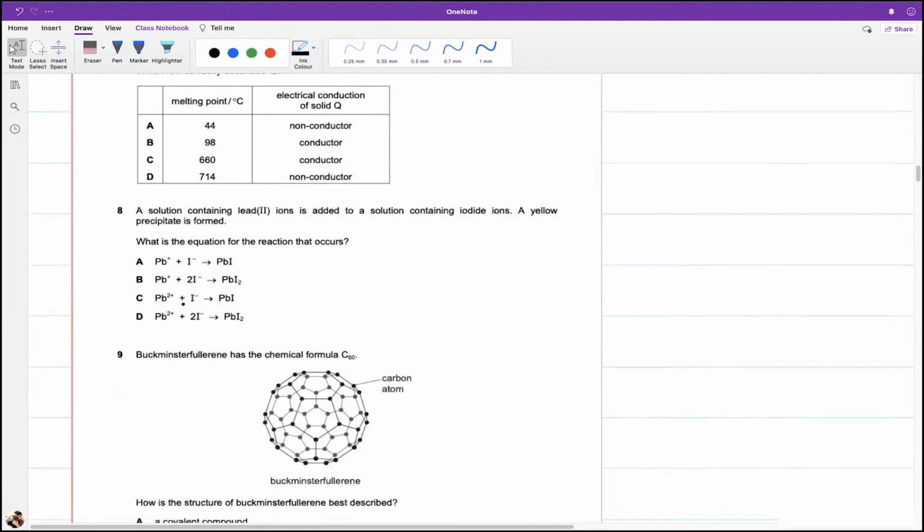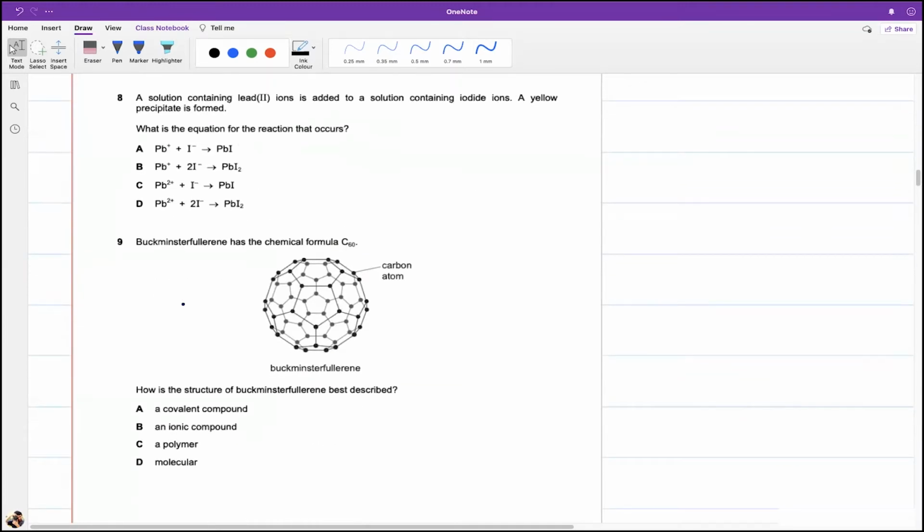All right. A solution containing lead-2 ions is added to a solution containing iodide ions. A yellow precipitate is formed. Yeah, because lead-2 ions form yellow precipitate with iodide. Lead iodide बन जाएगा, जिसका formula lead +2 and iodide -1. So PbI2 हो जाएगा उसका formula. And you will need 1 lead ion for that, and you will need 2 iodide ions for that. So हमारे पास यहाँ पे B is the answer. Wait a minute. Is it B? No, it's D. Because B में the charge is 1 on lead, it should be positive.